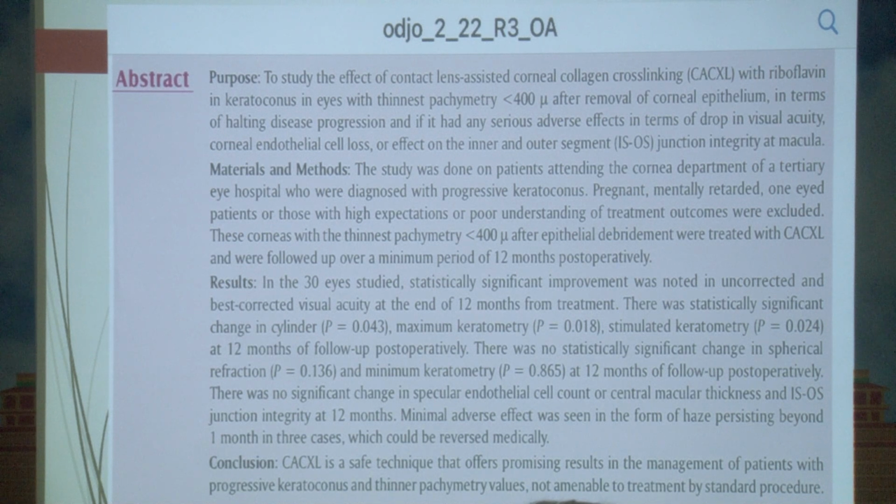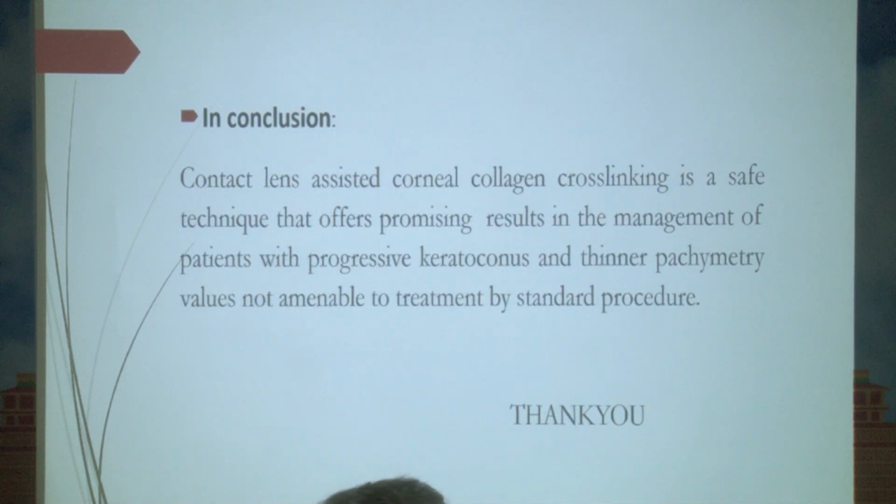So in conclusion, contact lens assisted corneal collagen cross-linking is a safe technique that offers promising results in the management of patients with progressive keratoconus and thinner pachymetry values which are not amenable to treatment by the standard procedure. Thank you.